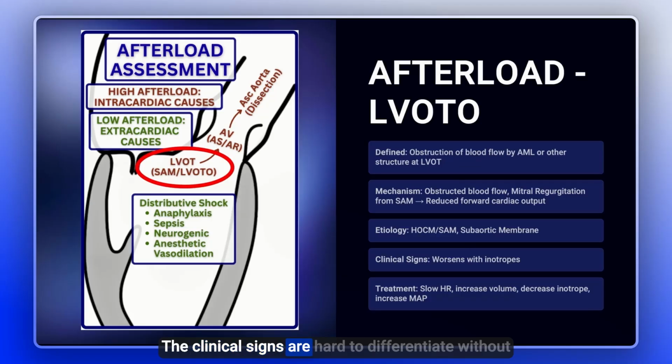The clinical signs are hard to differentiate without echocardiography, but it may be a picture where you see worsening clinical status in a patient who has been given inotropes, because the treatment for this is where we slow down the heart rate, increase intravascular volume, decrease inotropes, and increase the mean arterial pressure.